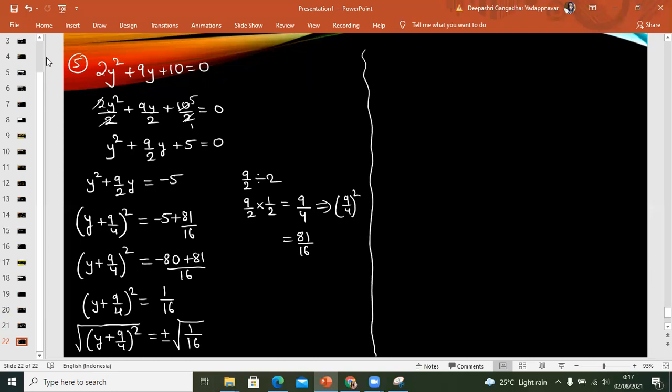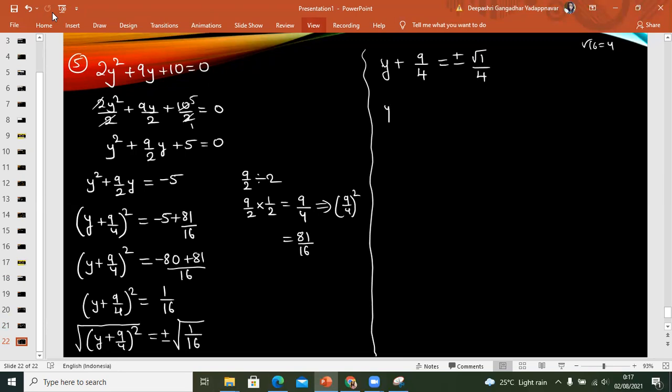Let us solve this further. That square root sign and 2 will cancel. What we are getting next step is y plus 9 divided by 4 equals plus or minus square root. Here, square root of 1 divided by square root of 16 is 4. We know that square root of 16 is 4, so that's why I have written here directly 4.